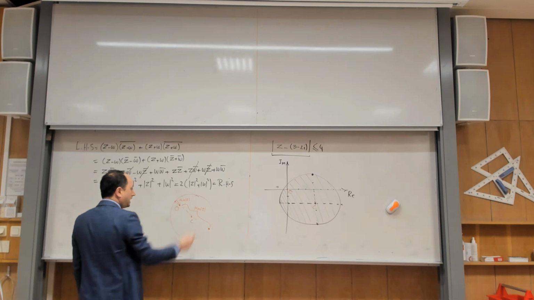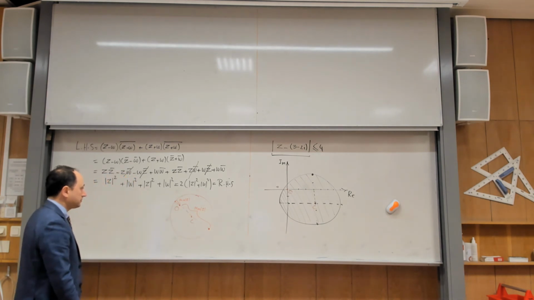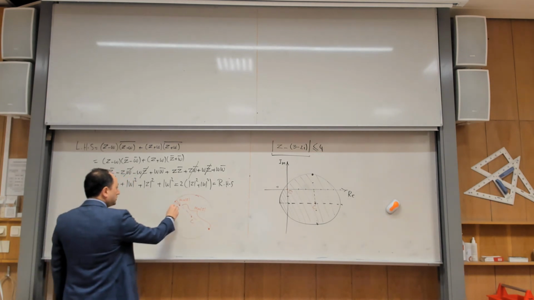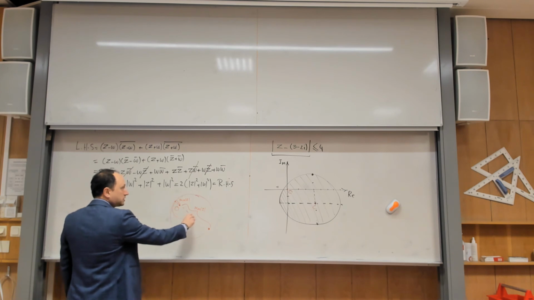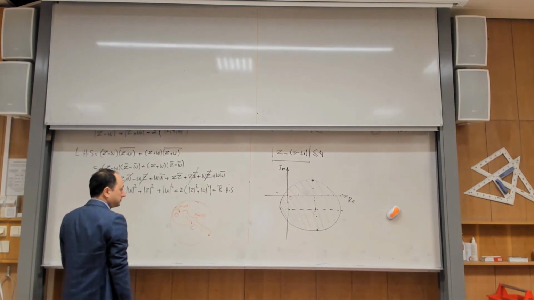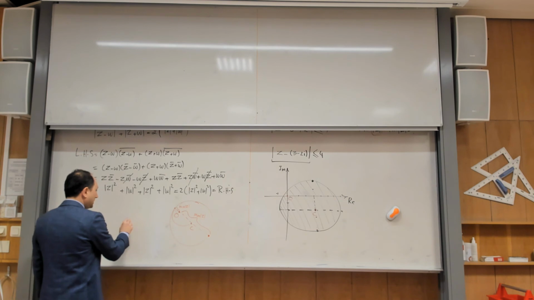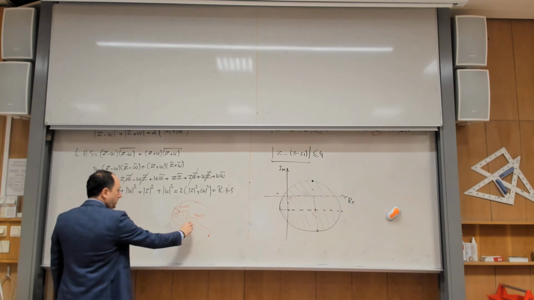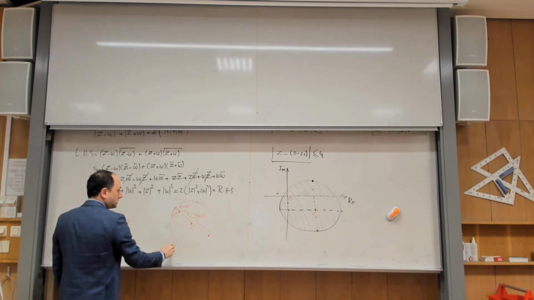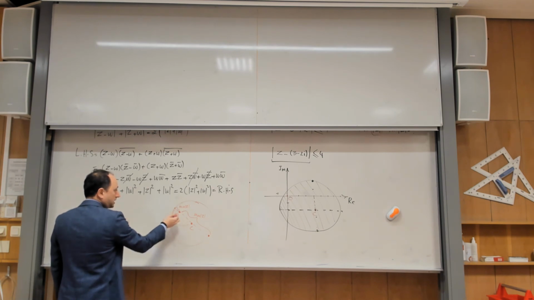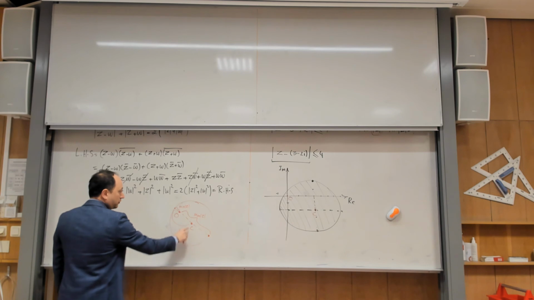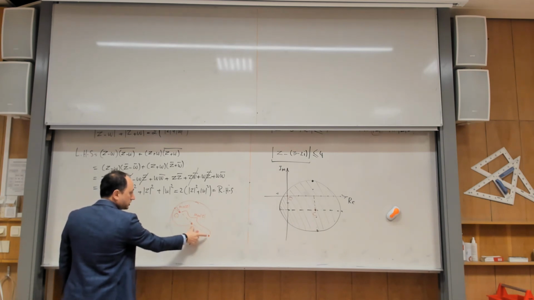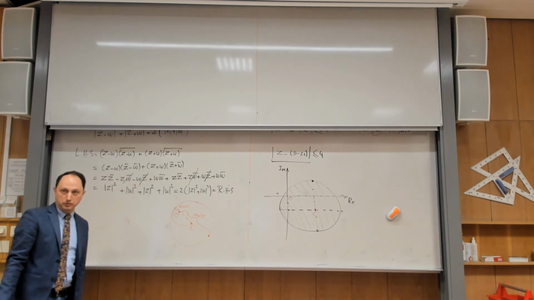But how can I calculate this? It's not hard. Do I know the radius of the circle? Yes, the radius of the circle is 4. So if I know this distance, when I subtract this distance from the radius, I get the minimum. And when I add this distance to the radius, I will get the maximum. Yes?